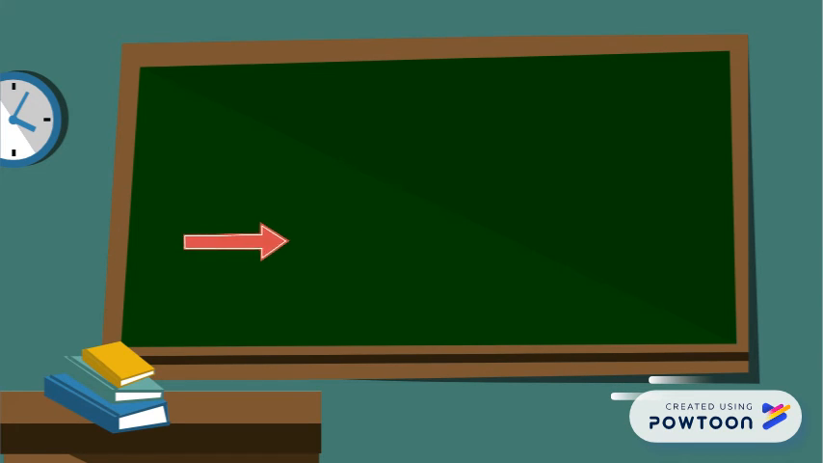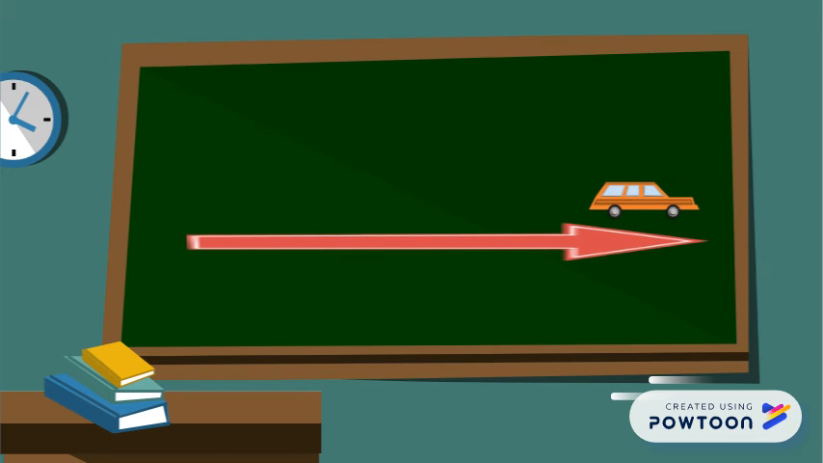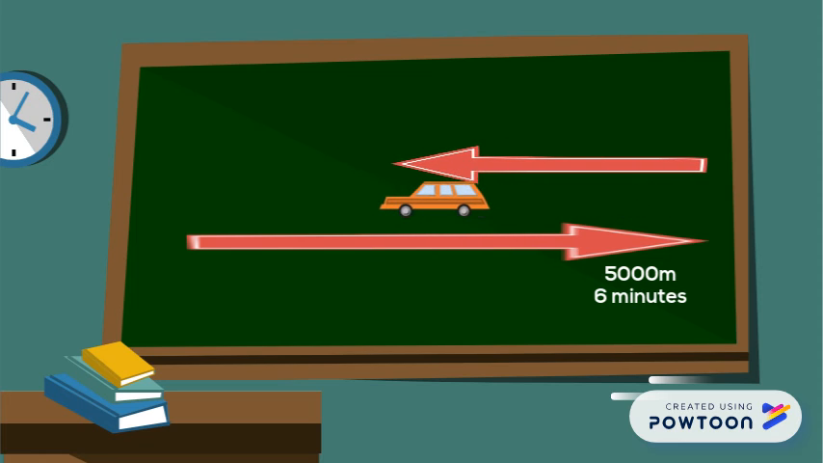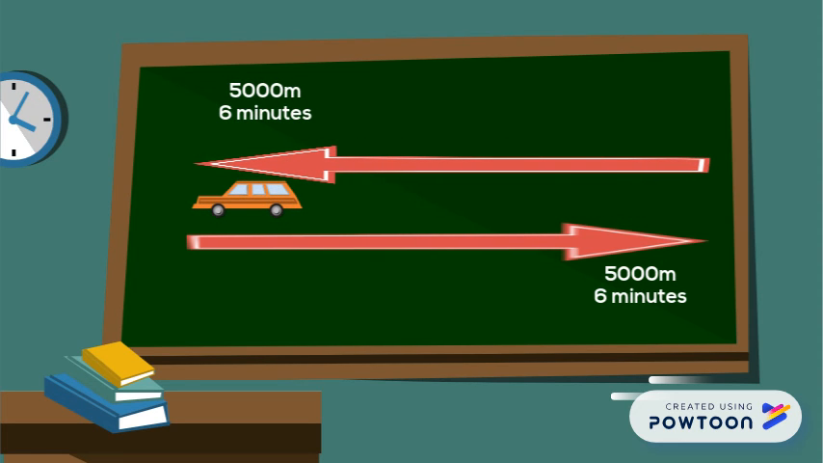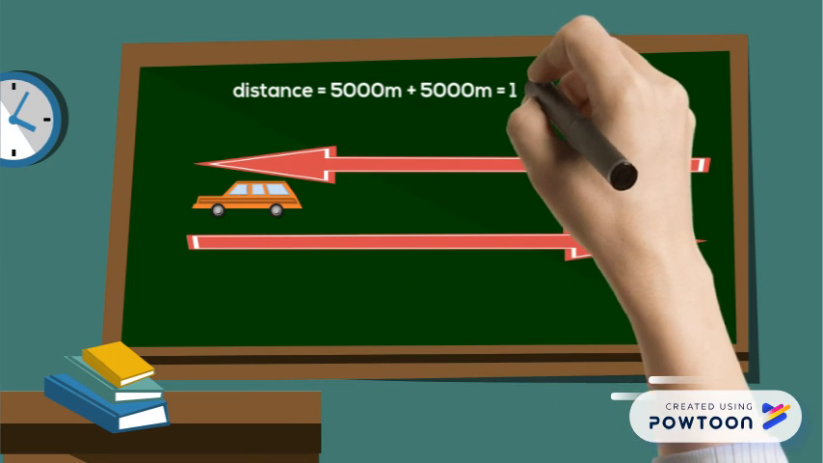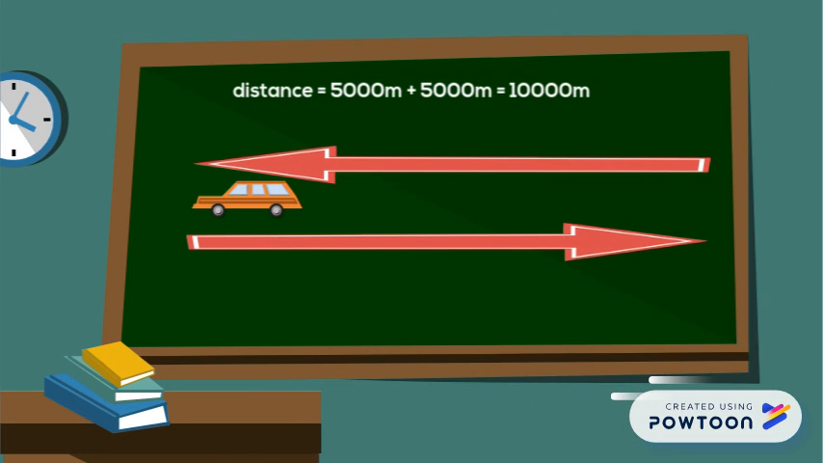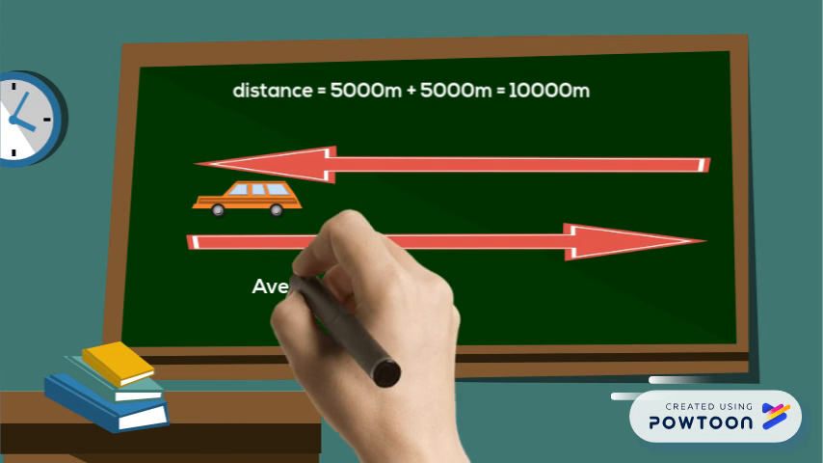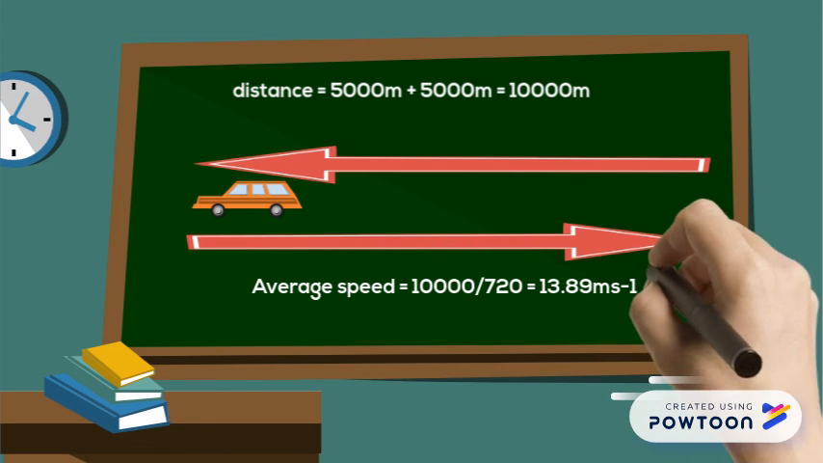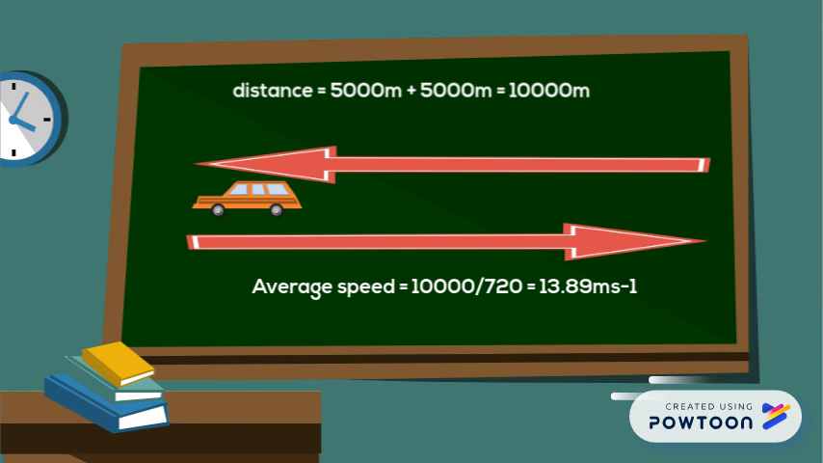As a final example, let's consider that our car drives 5,000 meters to the east, taking 6 minutes, and then turns around and returns to its point of origin, taking a further 6 minutes. In this case, our distance is equal to 5,000 meters plus 5,000 meters equals 10,000 meters. Our average speed is equal to that 10,000 meters divided by 12 minutes, or 720 seconds, giving an average speed of 13.89 meters per second.